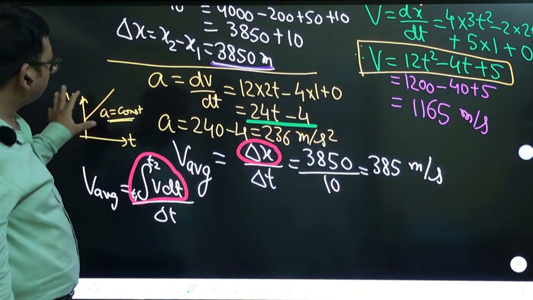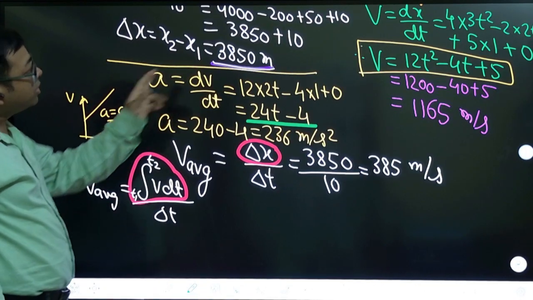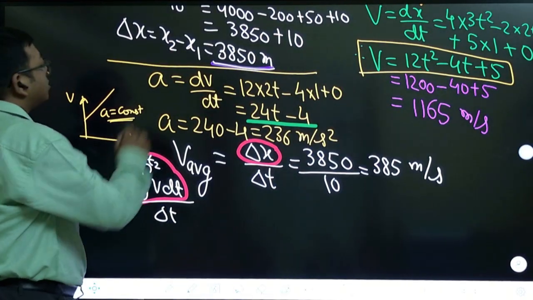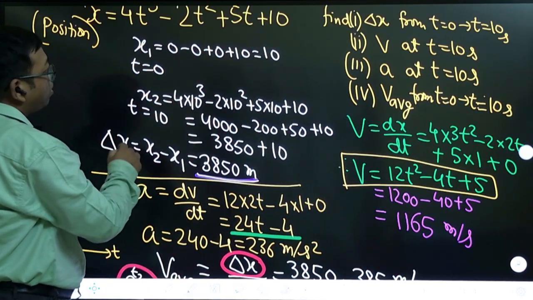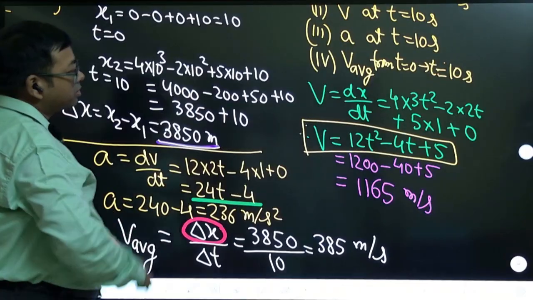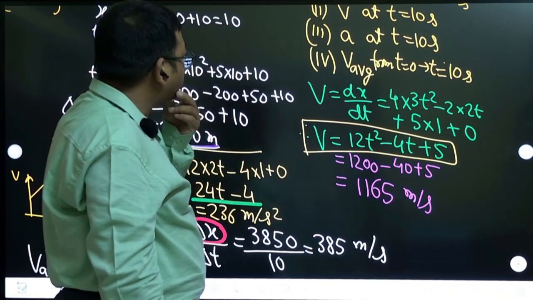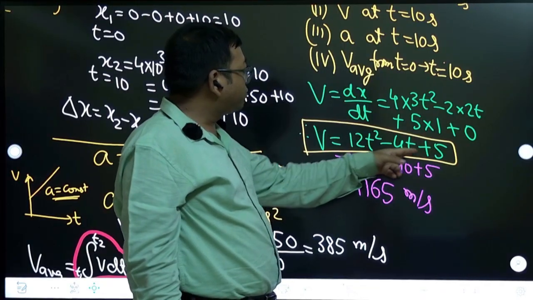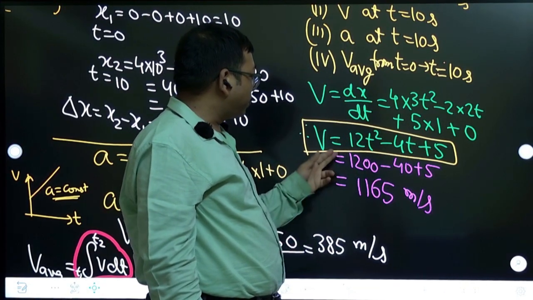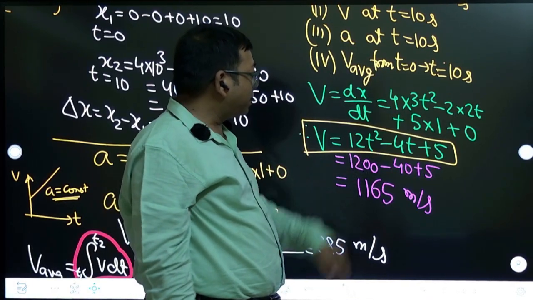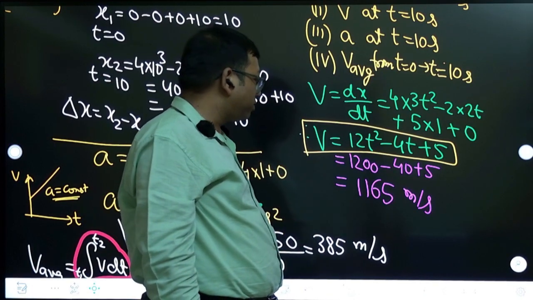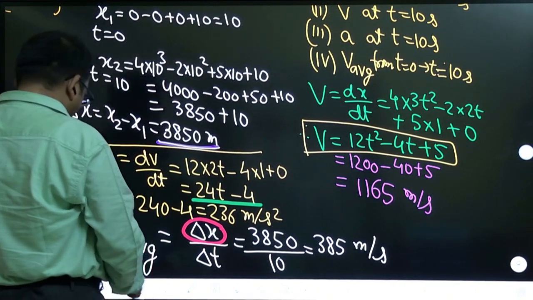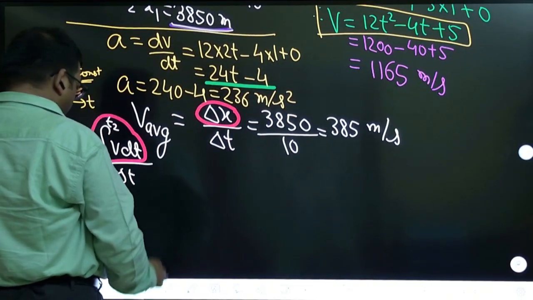That is why we cannot use u plus v by 2, because u and v are the initial and final velocity we have already calculated. You can check how much it comes to. Initial plus final by 2 is how much? The final velocity we calculated is 1165, and the initial velocity, by substituting t equals 0, is 5. So when you add initial and final, 1165 plus 5, we get 1170. 1170 by 2 is how much?